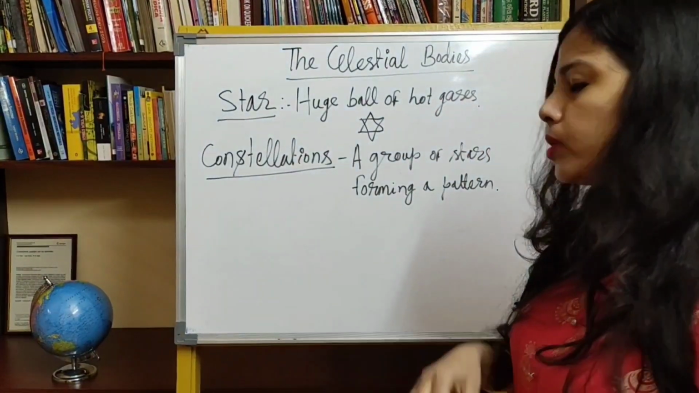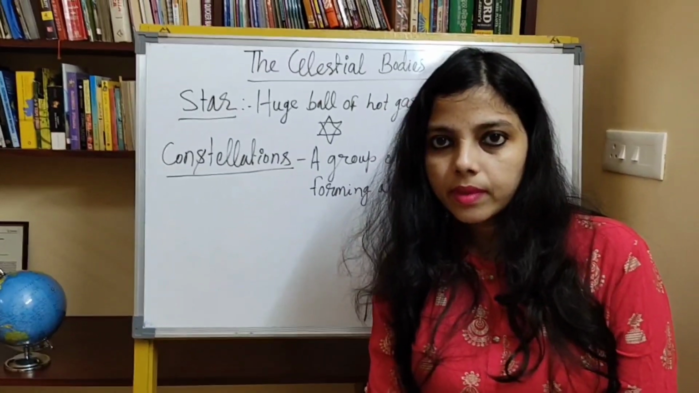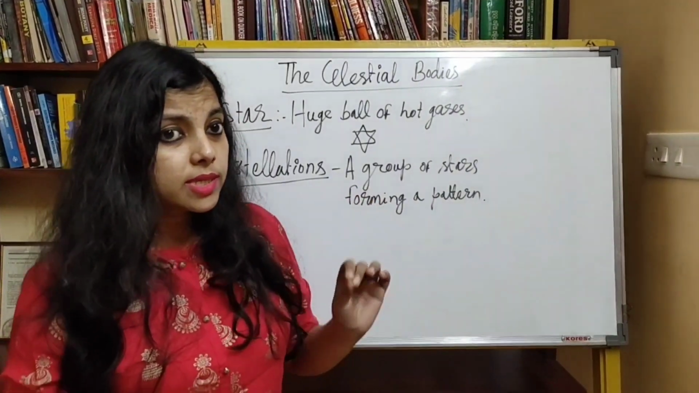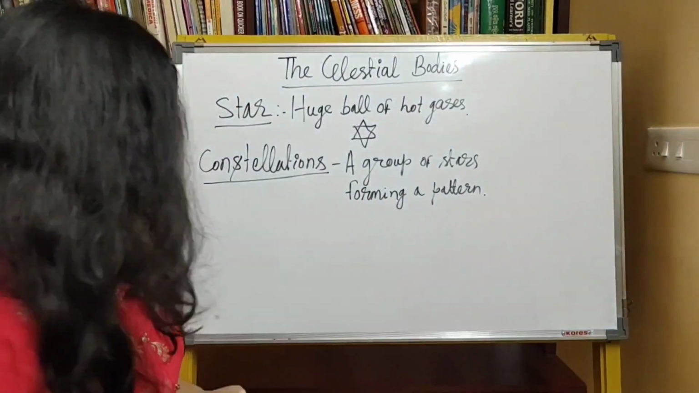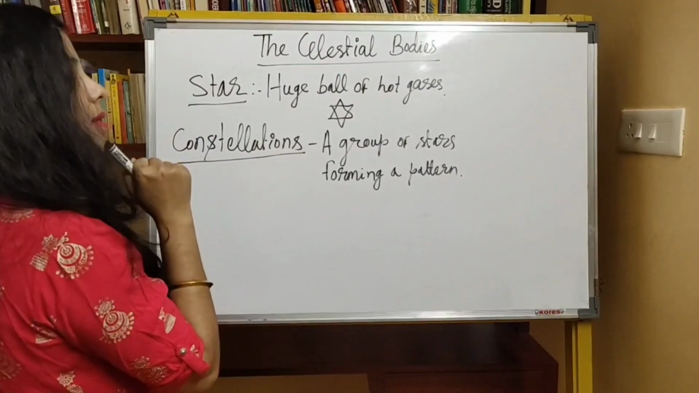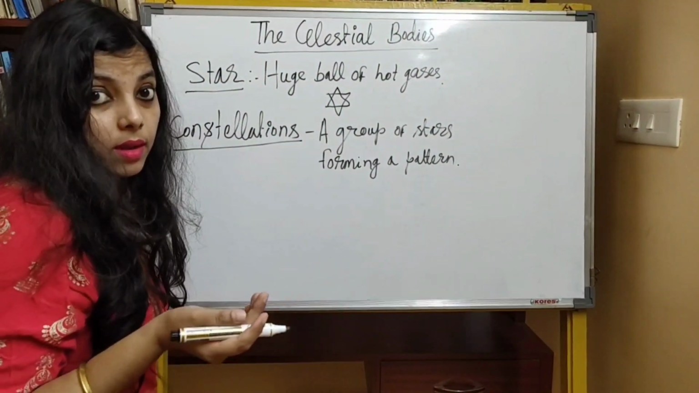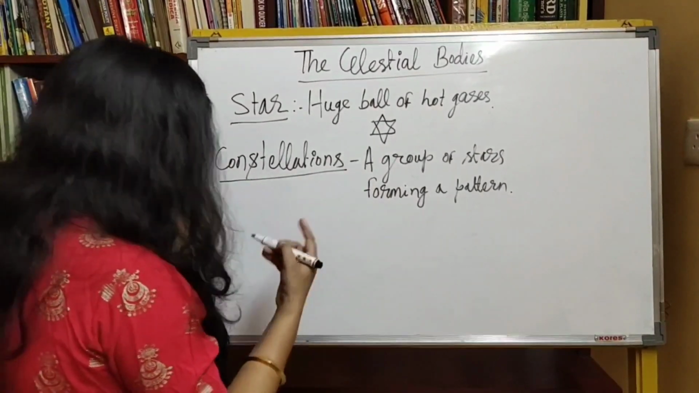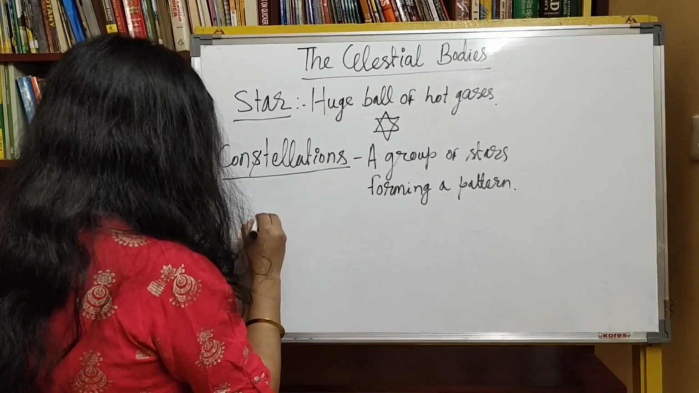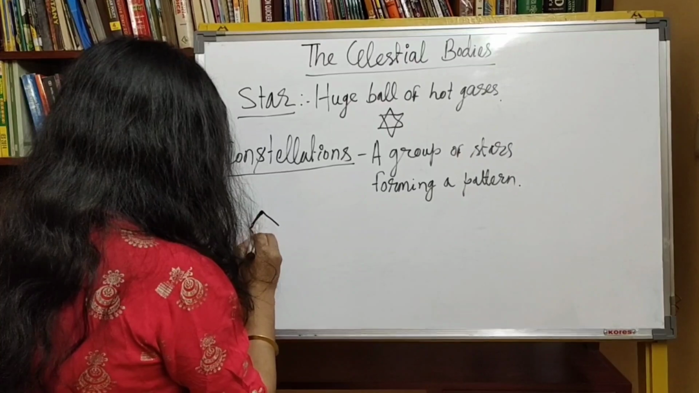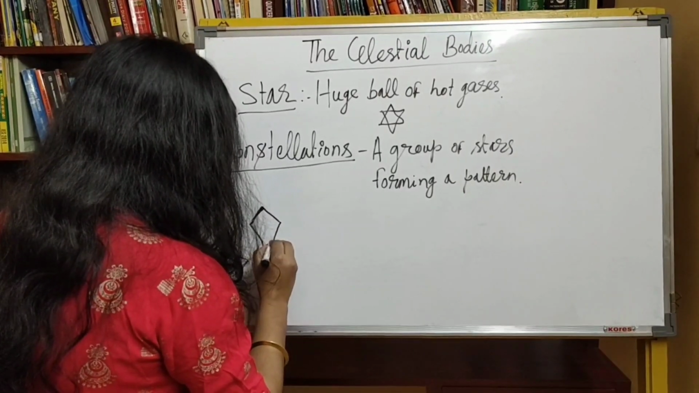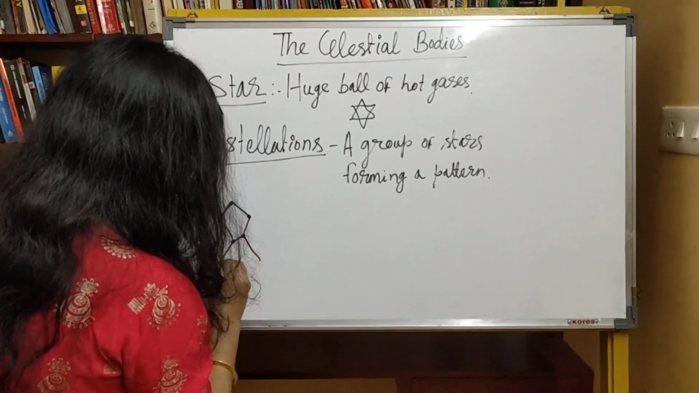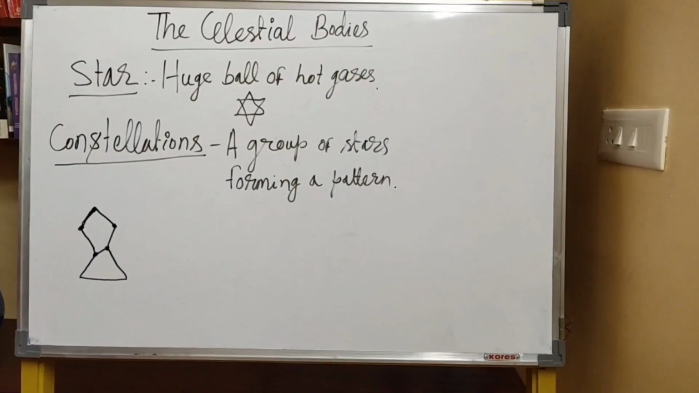Do you know the names of the constellations? There are actually a lot of constellations, but just now I'm going to give you only 3 examples. So first one I will do is Orion. What is Orion? It looks like a hunter. So it is also called the hunter. Can you see this? So this is called Orion or the hunter.